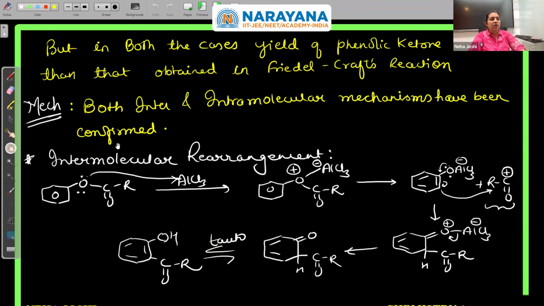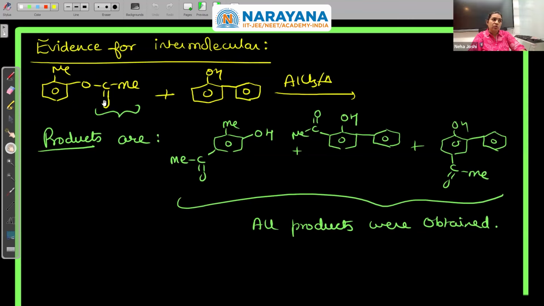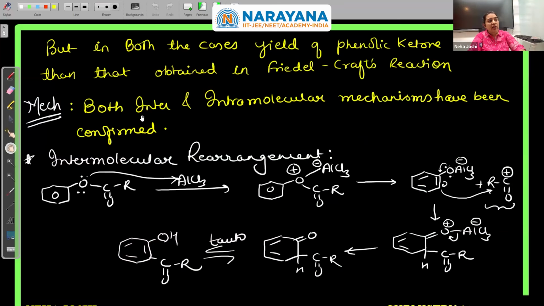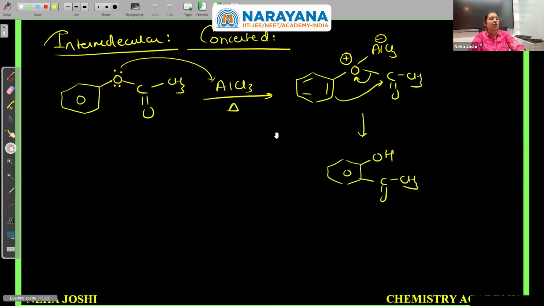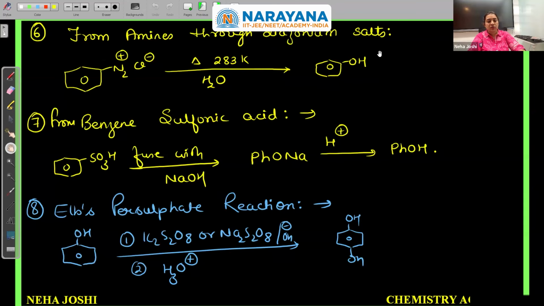Both inter and intramolecular mechanisms have been confirmed. Both inter and intra. So you will have cross products. See, here I have MeCO plus and this ring. So I will have MeCO plus released and have product on this ring also and here also. More activated site, it will be ortho-para. So you will have all the products obtained. That is the evidence that the reaction is inter as well as intra. Both things are possible. Intermolecular concerted like this. Intramolecular concerted. So that was about Fries rearrangement.